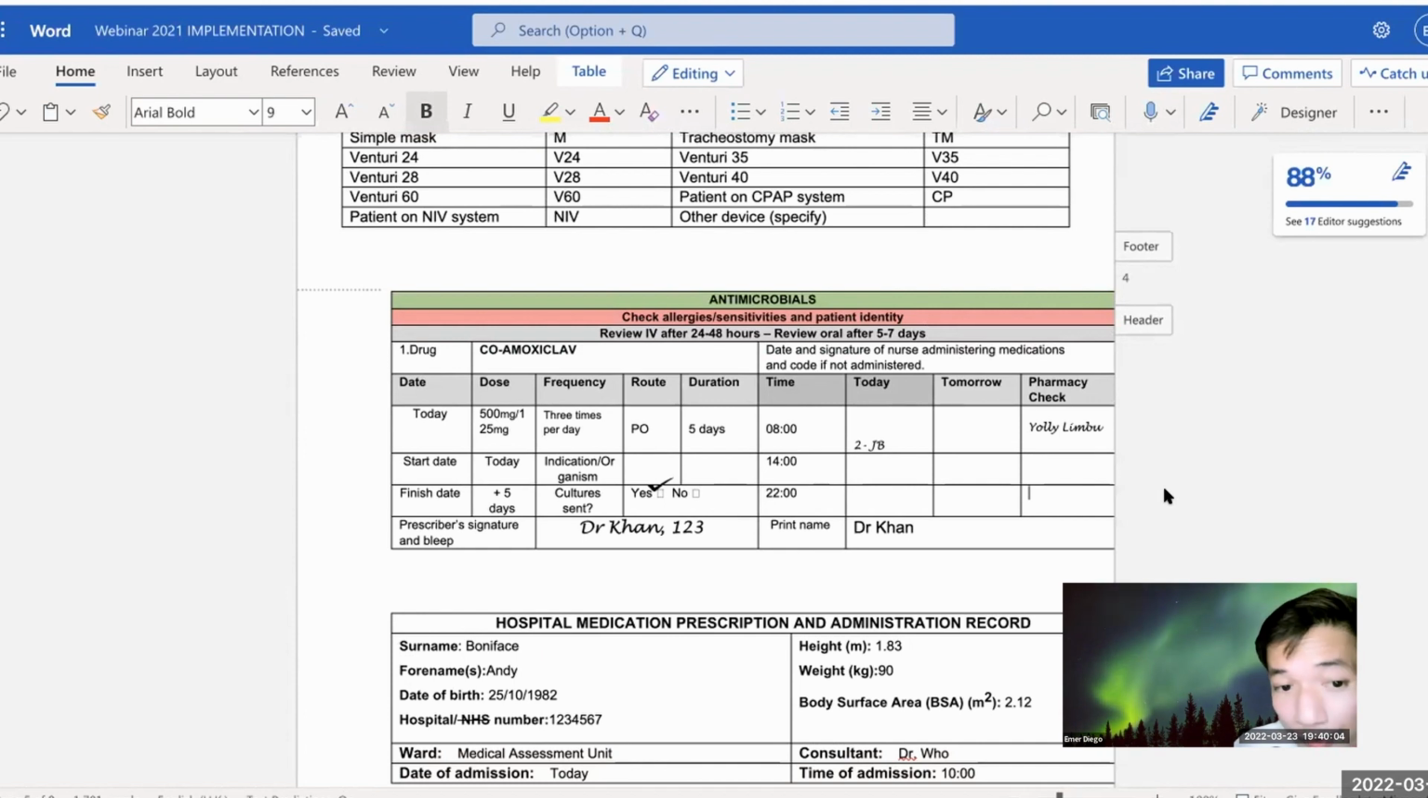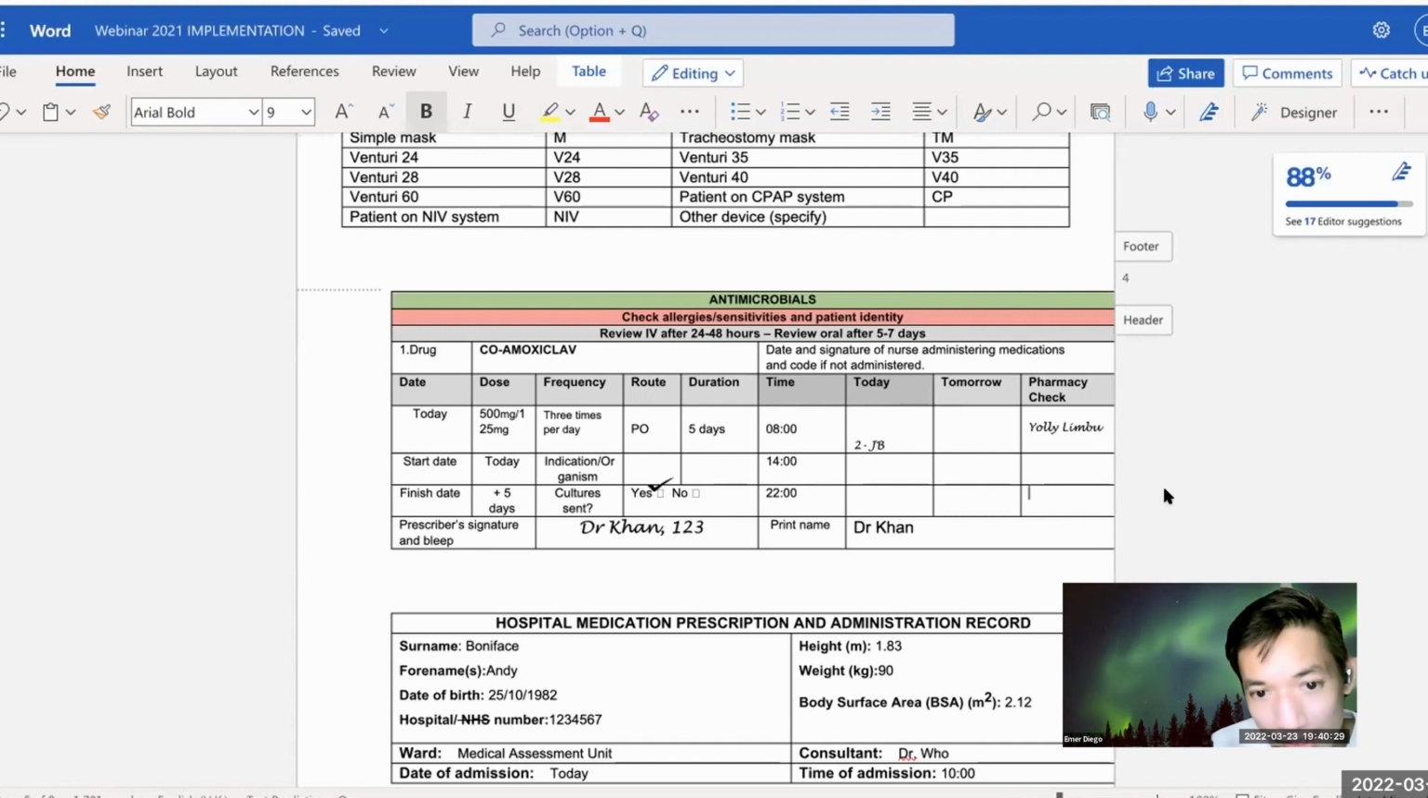I'm happy to proceed. The first medication is co-amoxiclav. The date is today. The dose is 500 milligrams per 125 milligrams. The frequency is 2 times a day. The route is per oral. Duration is for 5 days. Start date is today. Finish date is 5 days from now. Culture sent, yes, signed by Dr. Khan, 1, 2, 3. This morning, it wasn't given by JB.